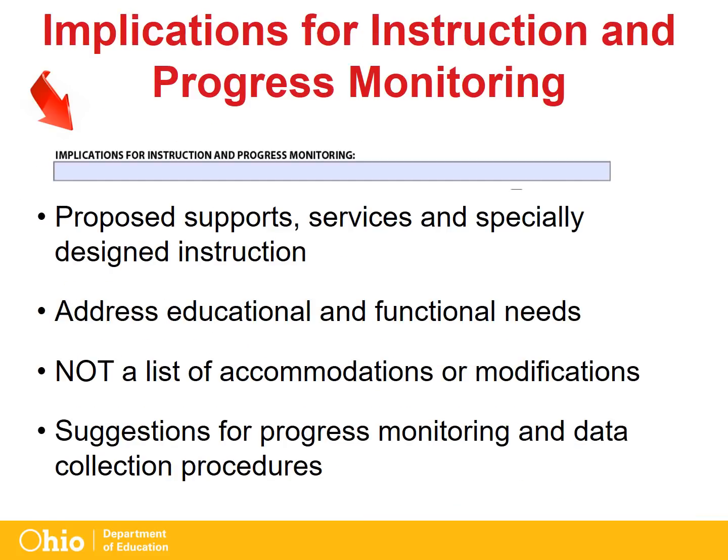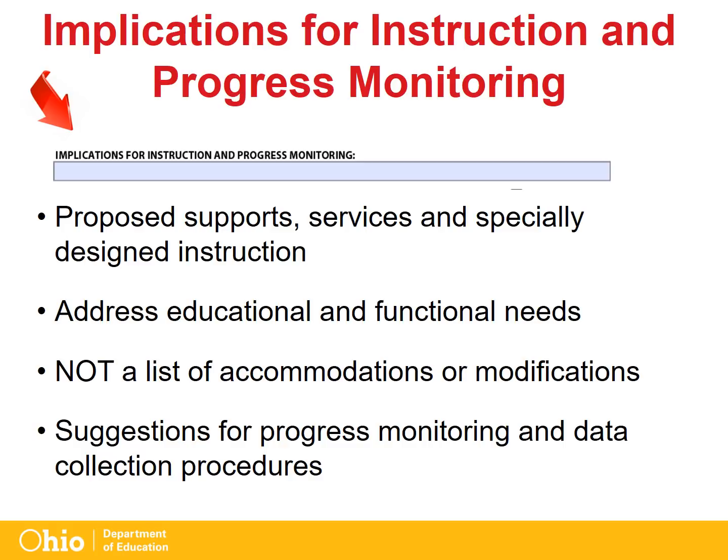Implications for instruction and progress monitoring. The implications for instruction and progress monitoring section should be clearly described in this section of the ETR. This must include how progress will be monitored in relation to goals and services.